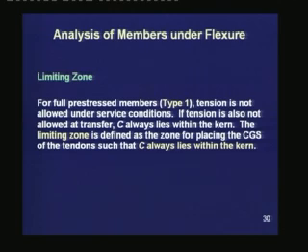There is another concept which is used in the design of prestressed concrete members, and this concept is called the limiting zone. For full prestressed members, which are called type 1 members, tension is not allowed under service conditions. If tension is not allowed at transfer also, then C always lies within the Kern. The limiting zone is defined as the zone for placing the CGS of the tendons such that C always lies within the Kern.